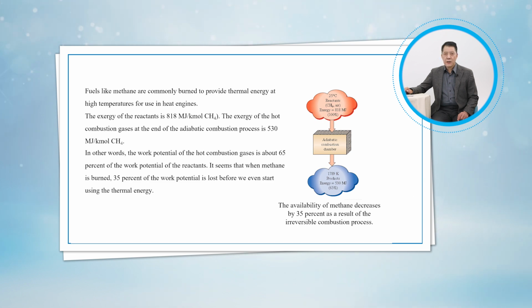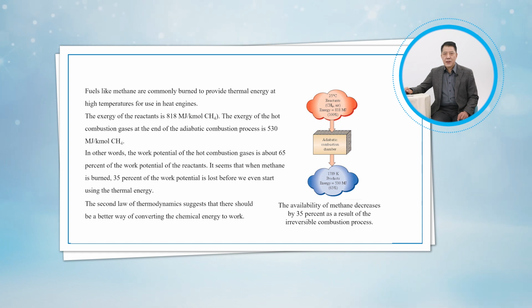In other words, the work potential of the hot combustion gases is about 65% of the work potential of the reactants. It seems that when methane is burned, 35% of the work potential is lost before we even start using the thermal energy. The second law of thermodynamics suggests that there should be a better way of converting the chemical energy to work.